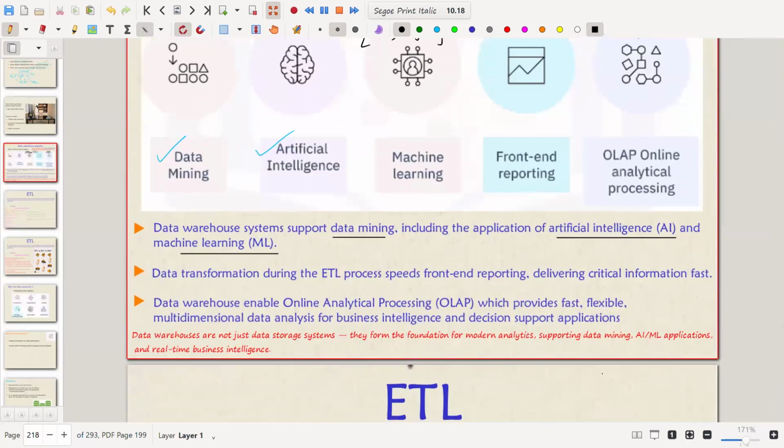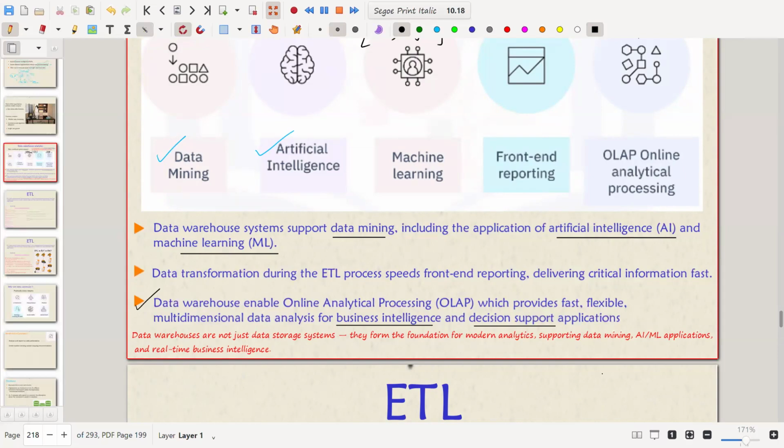OLAP is referred to as online analytical processing, which provides fast, flexible, and multidimensional data analysis for business intelligence and decision support applications. You can easily see the words business intelligence and decision support. What is the relation between the two? I already gave the example of different malls. So OLAP supports fast, flexible, multidimensional data analysis. That's what you have to know.